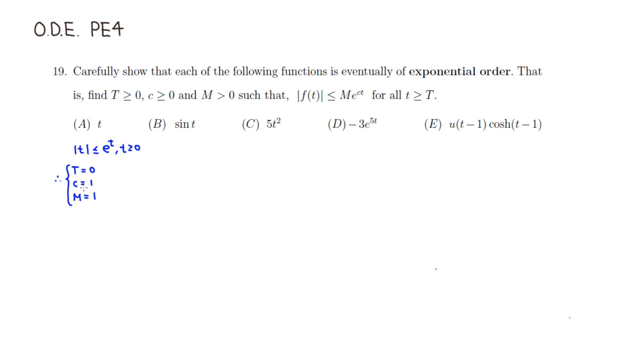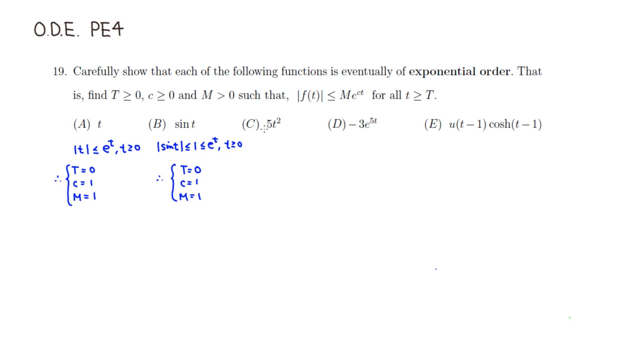Sine is a little bit easier because the biggest sine of t could be is 1. But e to the t is greater than or equal to 1 for t greater than or equal to 0. So for this one, we can take capital T to be, again, 0, and c to be 1, and M to be 1 as well.